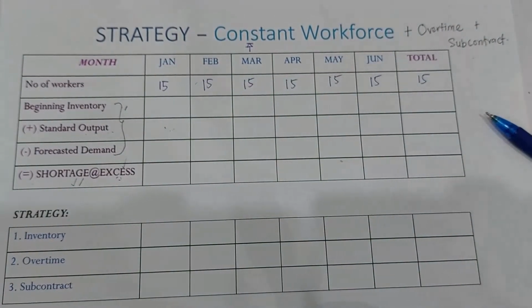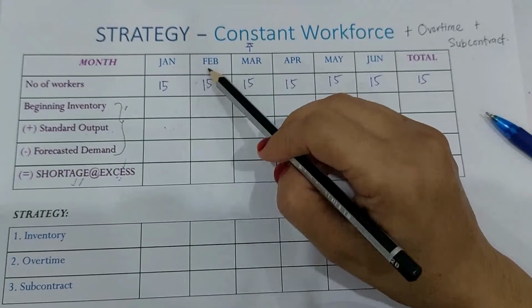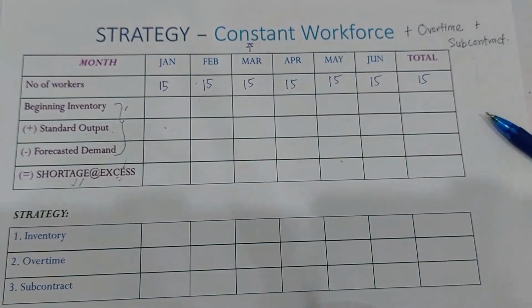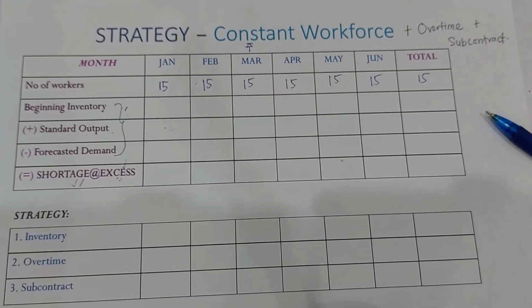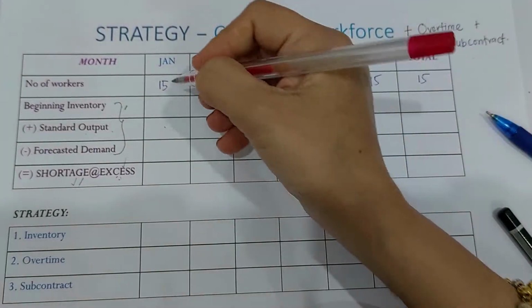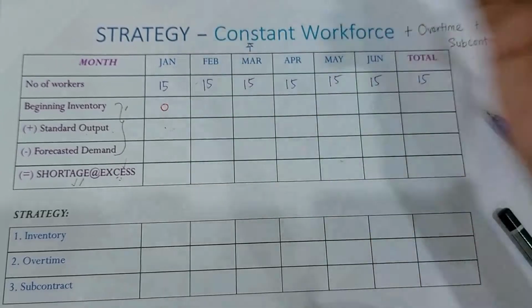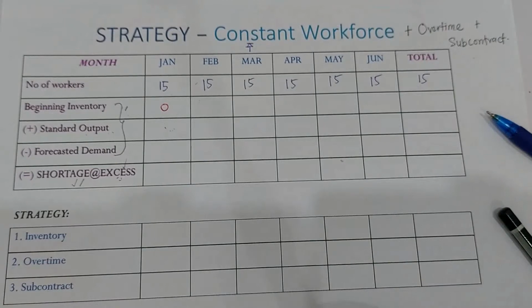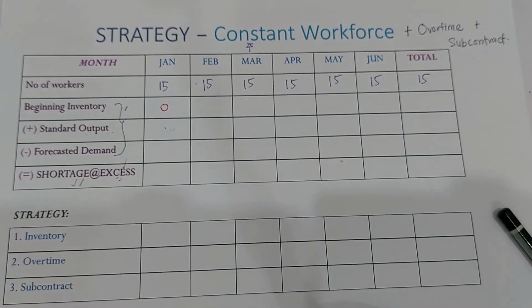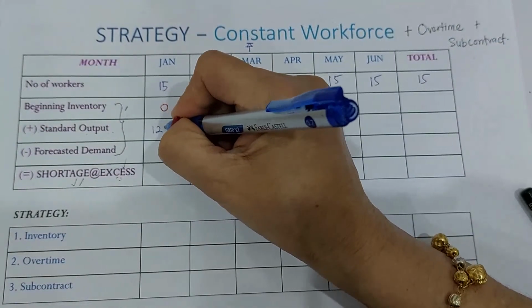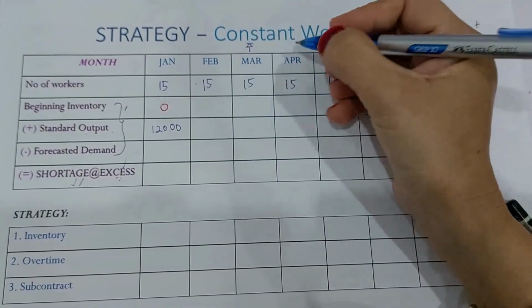Let's start with the beginning inventory first. We calculate month by month. We start with January first. Is there any beginning inventory given in the question or not? Let's check. Okay, there is no beginning inventory given, so beginning inventory here is 0. For the standard output, we just take directly what we have calculated earlier. In January, the standard output is 12,000.